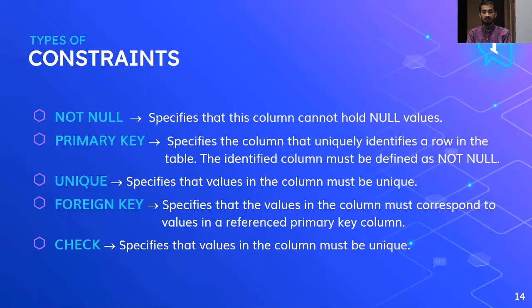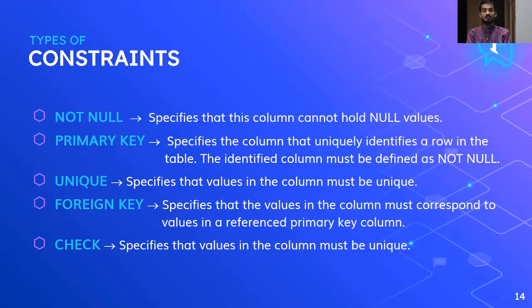Primary key specifies the column that uniquely identifies a row in the table. The identified column must be defined as NOT NULL. So if you create a primary key, you cannot write a repeated value again and again. For example, if you save a primary key row with 1, you cannot write 1 again. So it is a constraint, and you cannot use null as well.